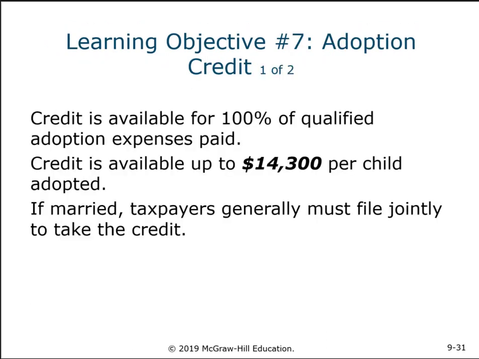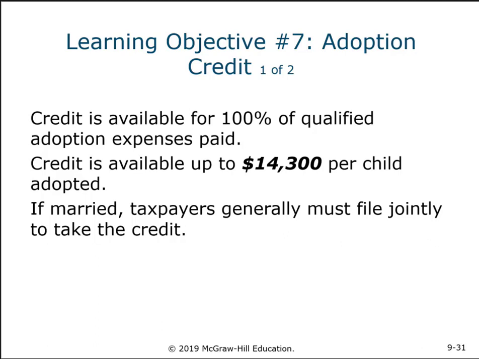Adoption credit. Notice that credits are generally given by tax law, by Congress, as a way to reward certain behaviors that Congress thinks are important or that they're trying to encourage. So the better the credit, or the higher the credit, you might say, the more encouragement they're providing to taxpayers to engage in certain behaviors. So like saving money, like the last credit. This one is about adoption. 100% of qualified adoption expenses paid.